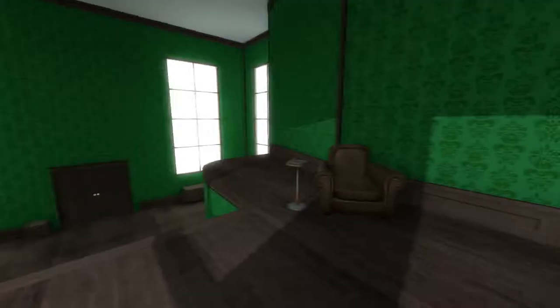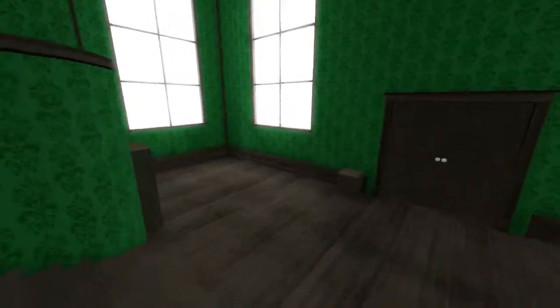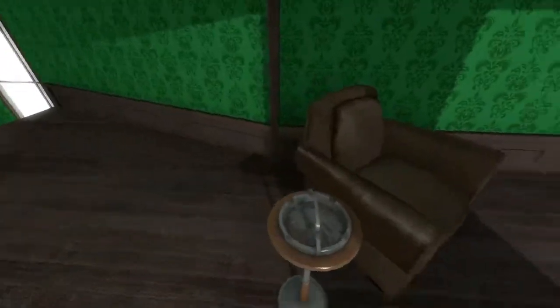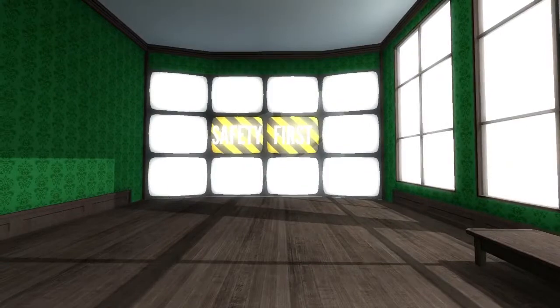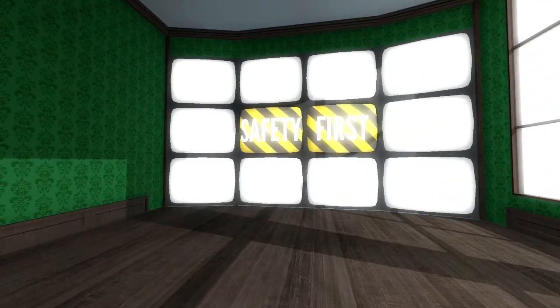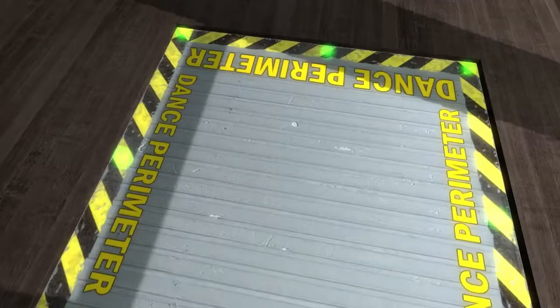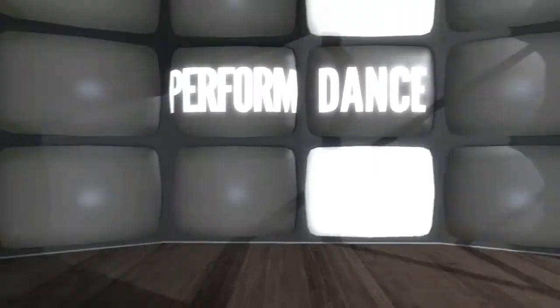Nothing? No objections? You're quite sure about that? Oh, well, all right then. In the event that you do experience one or all of the previously listed symptoms, let's establish a signal for you to convey to me that you wish the demonstration to be terminated. Please step into the dance perimeter. Please perform a dance.